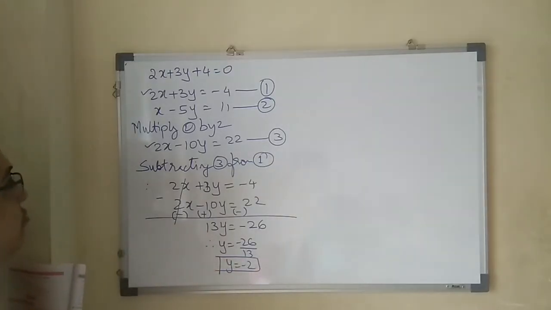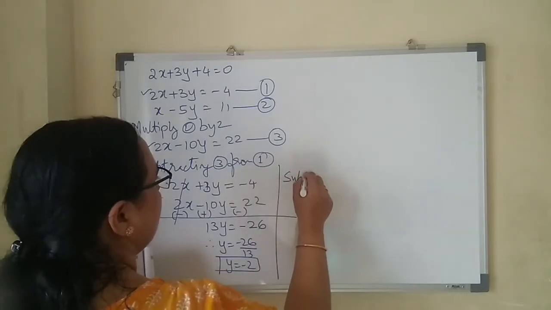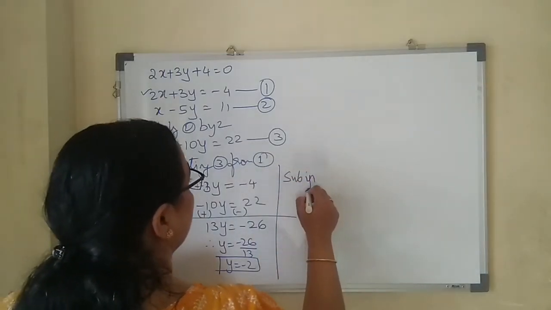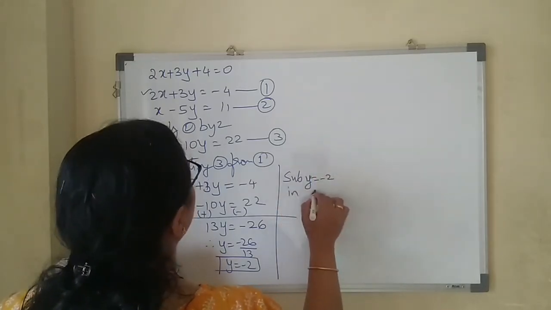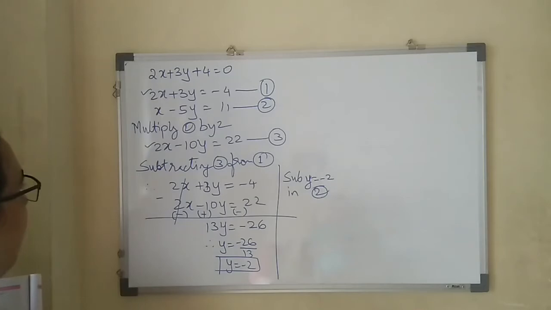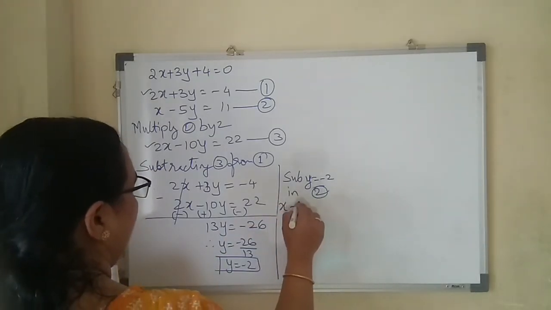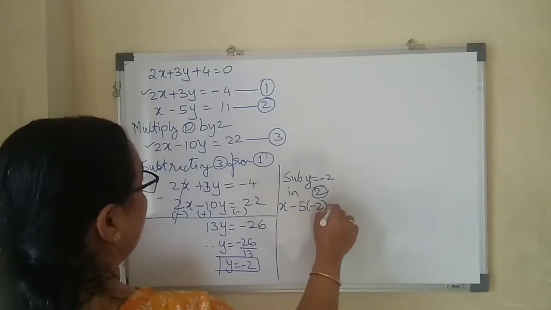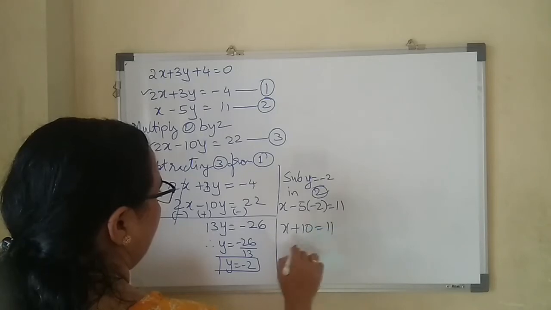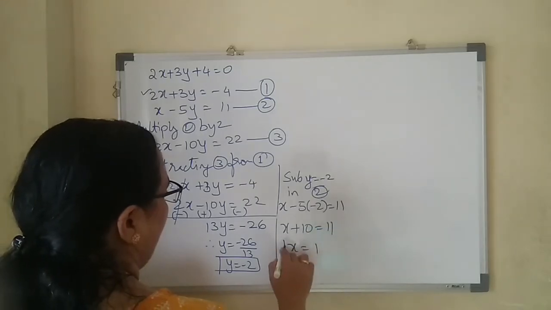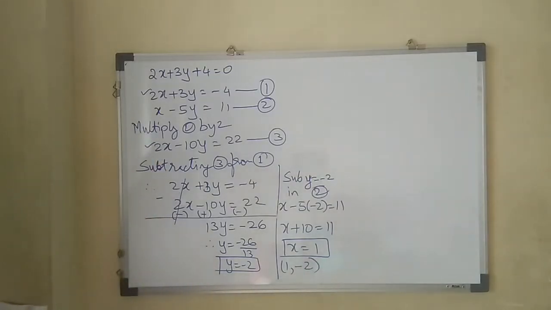If y is minus 2, substitute. Where to substitute? In equation, I prefer the second one. Okay, so in that second one, when I substitute y equals minus 2, what do I get? x minus 5 into minus 2 equals 11. x plus 10 equals 11. x equals 1. So 1 comma minus 2 is the solution.